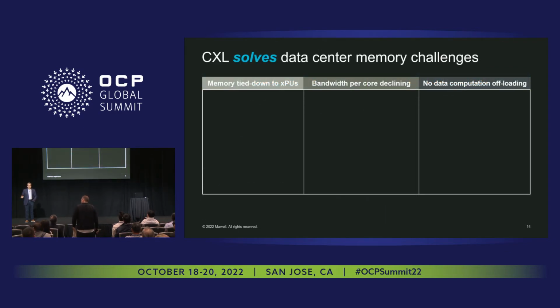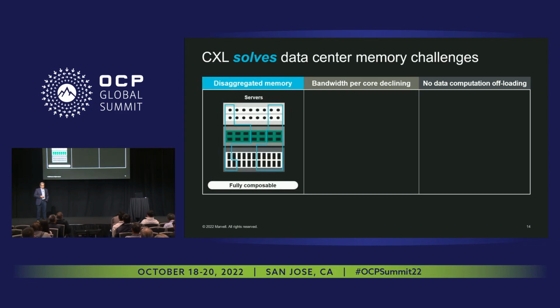So here's a quick summary of how CXL solves the different data center memory challenges. We started with memory that is tied to the CPUs. Now with CXL, we can have disaggregated memory that is fully composable. This allows, again, sharing of the memory and of the different resources, thereby bringing better utilization of both the memory and the different resources themselves, as I mentioned before, such as accelerators and I/O devices.